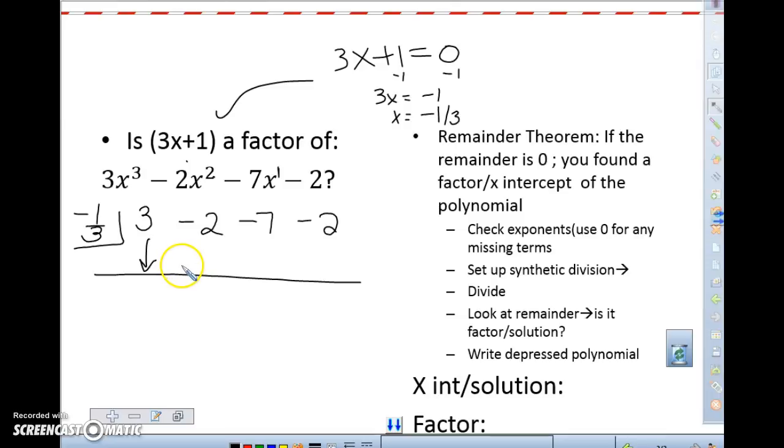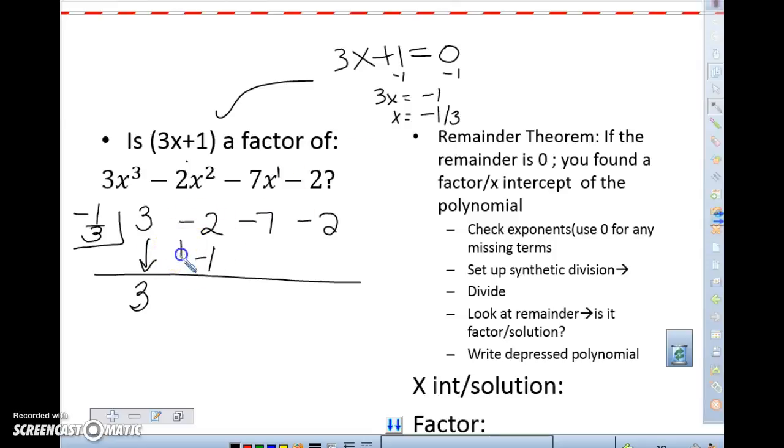So we bring down the 3. What's negative 1/3 of 3? Think about this. If you had $3 and you had 3 friends, how much money would each person get? They get $1. And since we got a negative on one of the numbers, we get negative. Okay, so then we add.